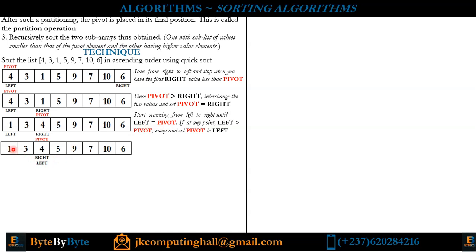So as you can see here, 1 is less than, left came here, still less than, it came here now. So you see that at this level left and pivot are the same, so that's where we end.